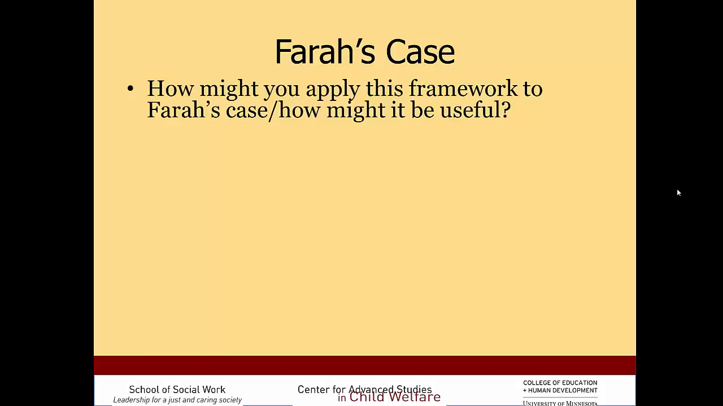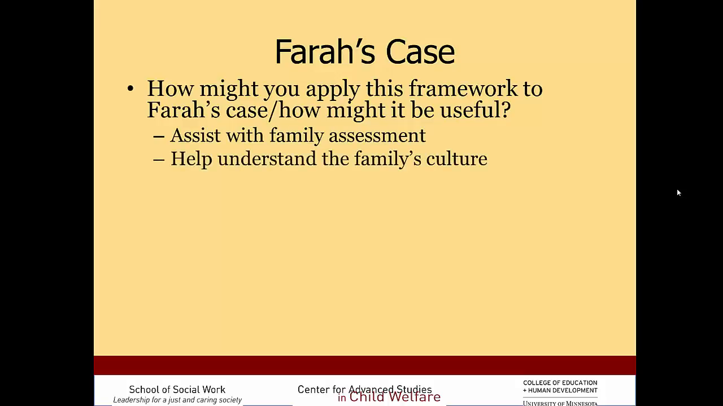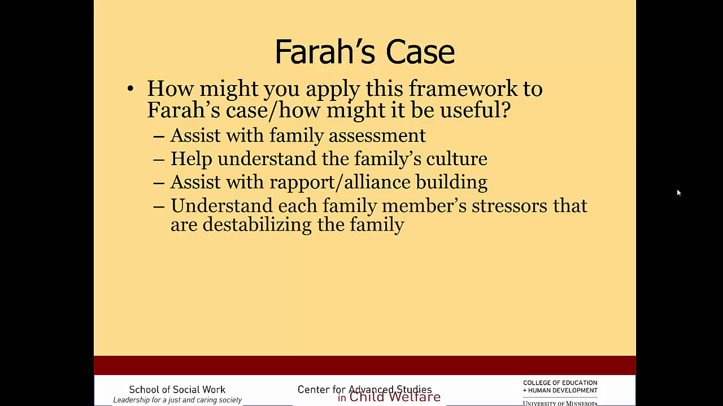This slide presents a few ideas about how you might apply this framework to Farah's case, or how it might have been useful. First, the guide could be used to assist with the family assessment. It could be useful to help understand the family's culture. It could be used to assist with rapport and alliance building with the family.